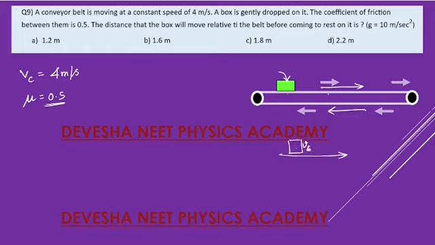Some kind, I'll write VB, some kind of velocity it has while moving. Now because of inertia, obviously it will try to go this side, right? It will go this side, and the belt is moving on the right side. So because of inertia, the block will try to move this side, and the belt is moving this side.